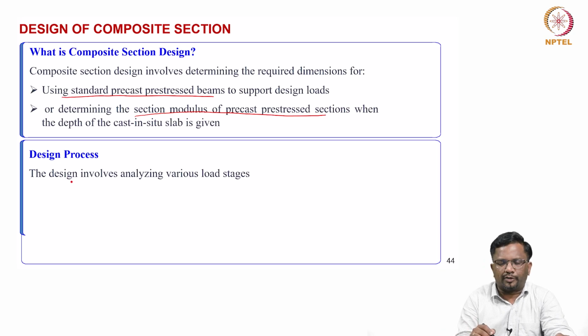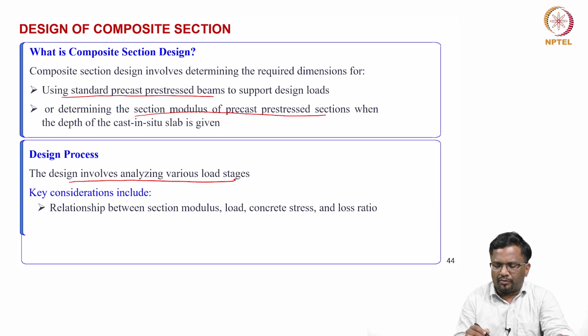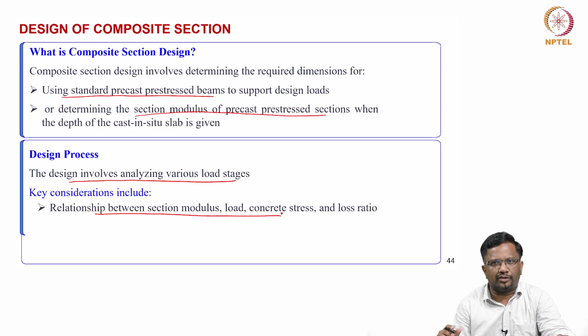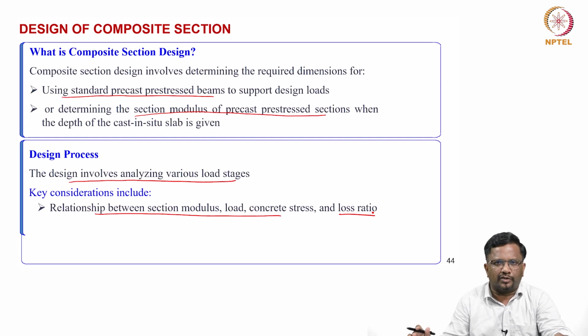So the design, as explained in the previous slides, involves analyzing for various load stages. And what are the key considerations that we need to include? We need to understand the relationship between section modulus, the load in different stages, the limits on concrete stress, and the pre-stressing loss ratio. We have studied Magnel's graphical method, so you have to satisfy 4 stress limits. Similarly, here also we need to make sure that the stress limits are within the acceptable values.